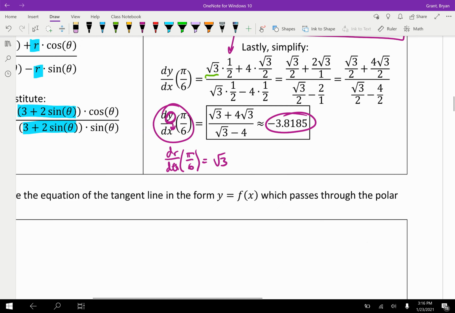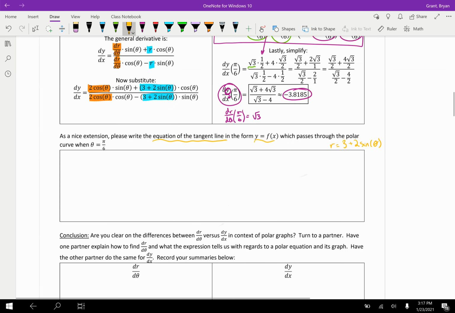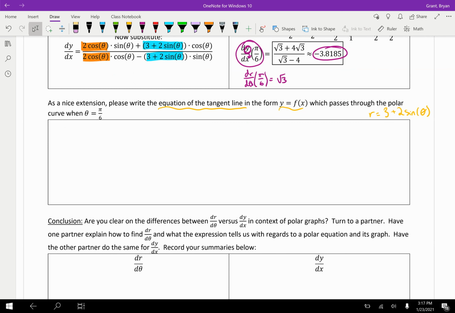Now, can we go a step further? Hopefully. Why don't you take a quick second and use the information we already have here. We've actually done almost all of the math for you. And please write the equation of the tangent line in the form of y equals f of x, which passes through the polar curve. And when I mean the polar curve, I mean r equals 3 plus 2 sine of theta, the same one that we've been using, when theta equals pi over 6. Try that, and then we will unpause and see how you've done.